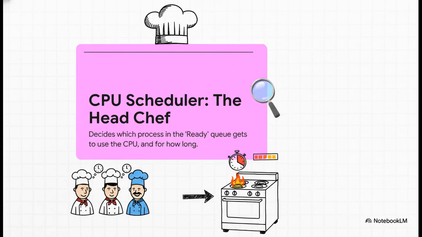And who makes that split-second decision? Well, that's the job of the head chef. In computer terms, we call it the CPU scheduler. This is the true master coordinator of the entire operating system. It looks at that long line of chefs who are ready and waiting to cook, and it decides who gets the stove next and for exactly how long. Every decision it makes directly impacts how fast and responsive your whole computer feels.